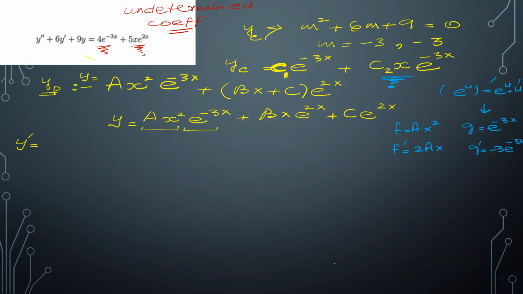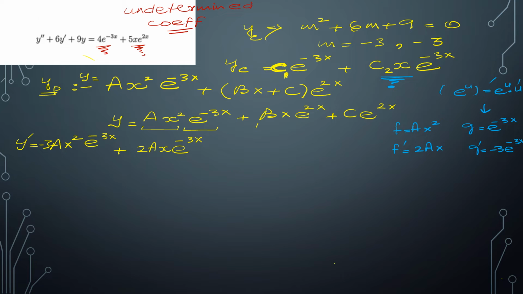So I am writing this over here, my f, that is ax square, and g prime is minus 3. So I'm writing in the front e to the power of minus 3x, plus g, that means e to the power of minus 3x, times f prime, which is 2ax.